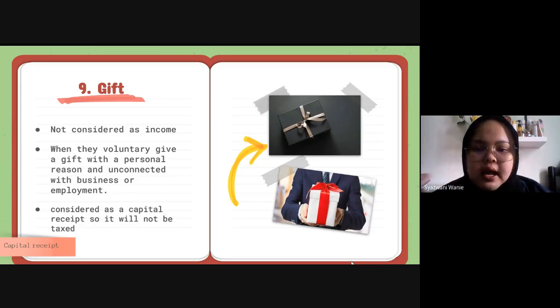For example, Sarah's company gives a cash gift to Sarah on her wedding occasion because she had shown a good reputation since she worked at that company. This was a totally unexpected gift, and the payment was made for personal reasons, which is the wedding, hence it is unconnected with the employment.